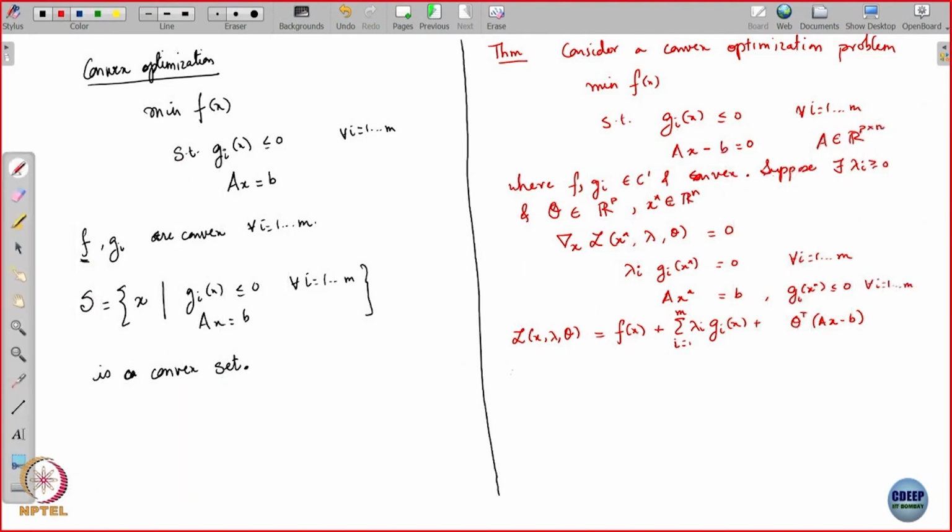So, in short, KKT conditions hold. Then x star is a global minimum of the optimization problem.